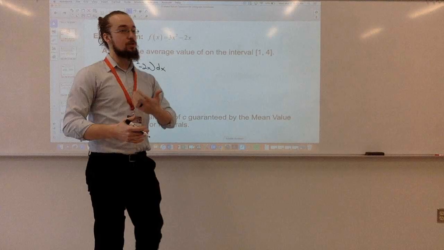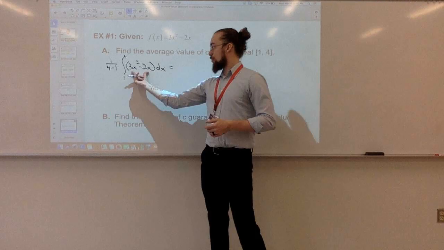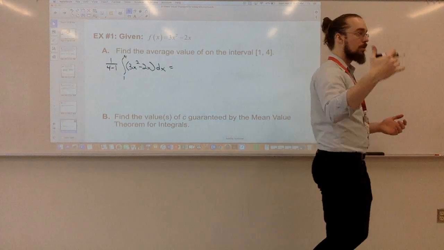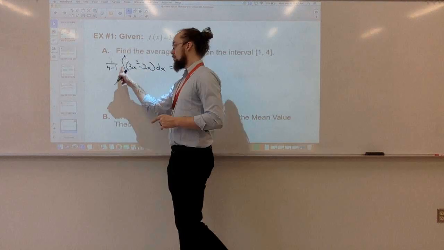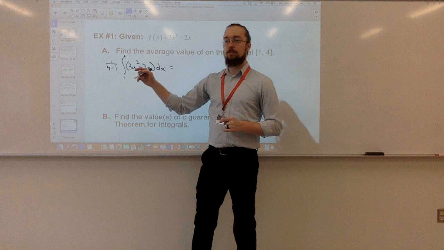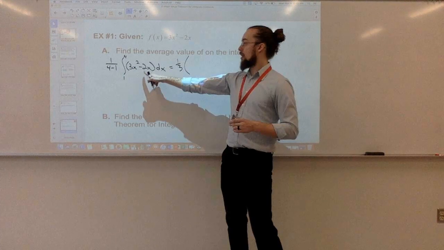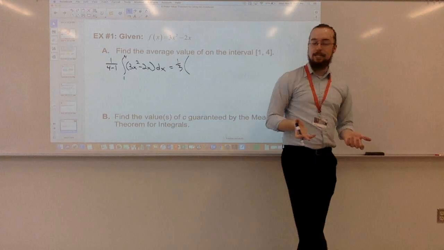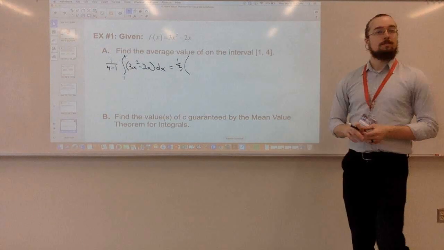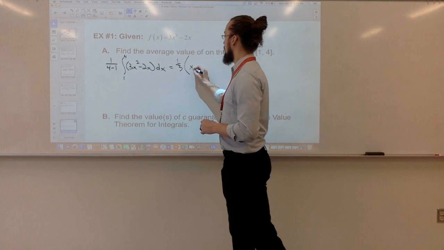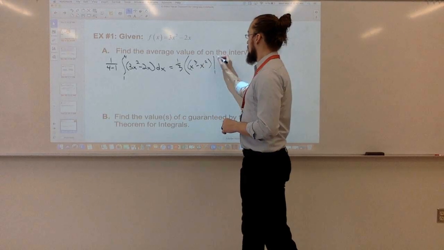So we know how to solve this now. To solve this, I'm going to find the antiderivative, plug in 4, plug in 1, and subtract. But I'm going to have this 1/3 out in front. 1 over 4 minus 1 would just be 1/3, so I'll tack that on. And then I need my antiderivative. So what's the antiderivative of 3x squared minus 2x? It's x cubed minus x squared, and I want to evaluate this from 1 to 4.